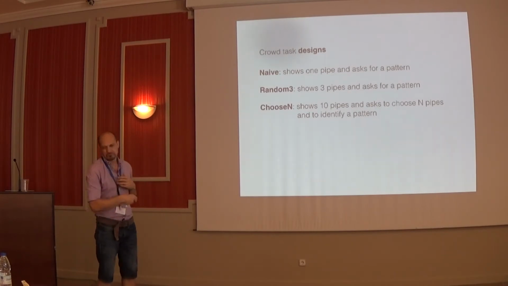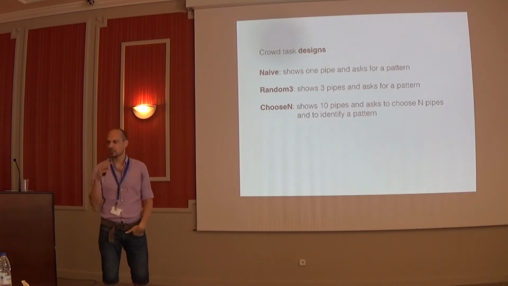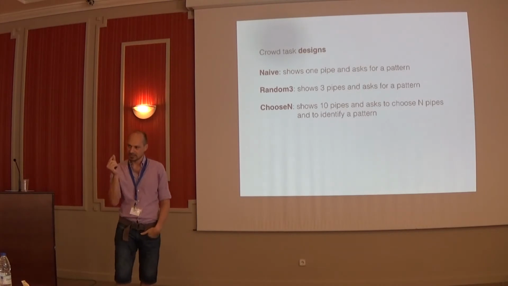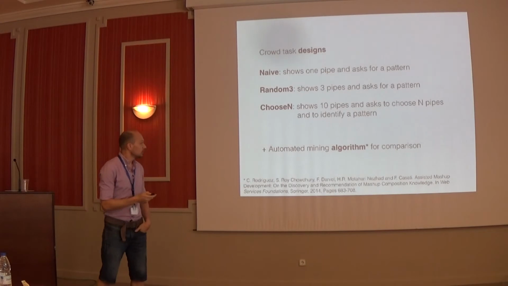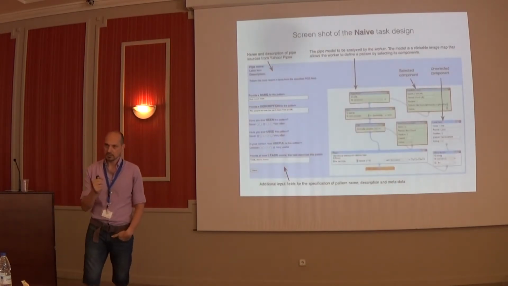And then we exaggerated a little bit. We made this choose and design. We just showed them 10 different models. We said, pick the 3 that you like and tell us if there is something that these models share. Okay. And then, of course, we had the automated algorithms. So this is the basic design we used.